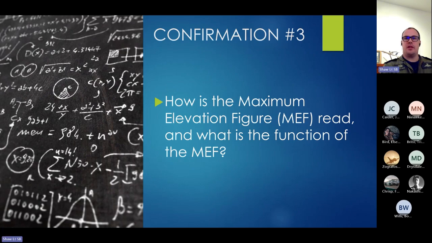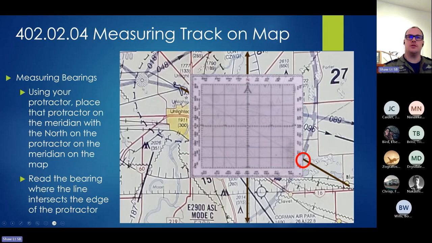Okay, how is the maximum elevation figure read? And what is the function of the maximum elevation figure? So our MEF, how do we read this? That 27 up in the top right corner, that's our maximum elevation figure. So what does that mean? What does that translate to? Anybody tell me what that means?